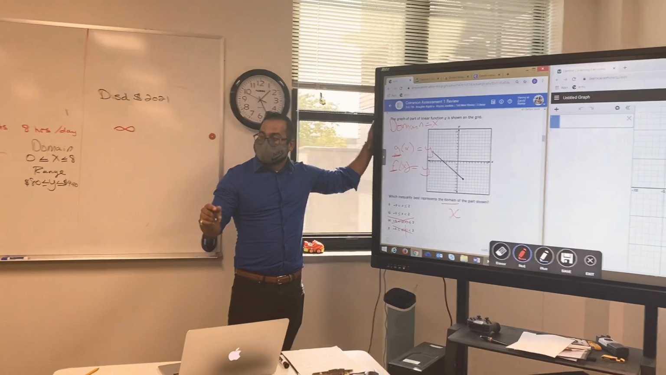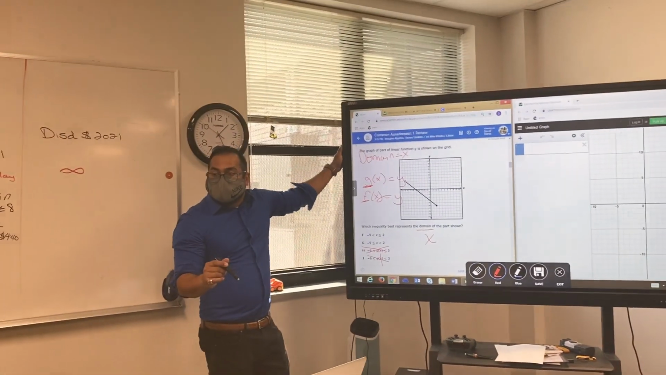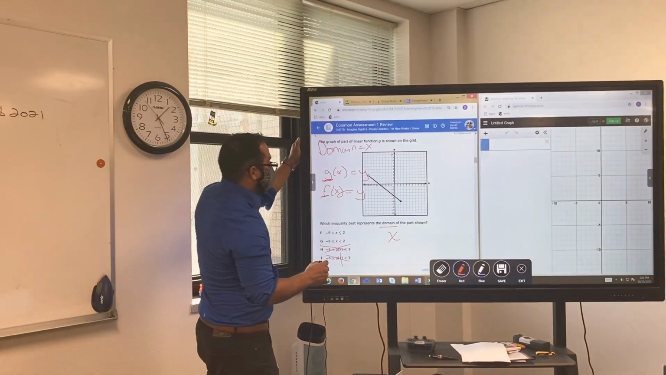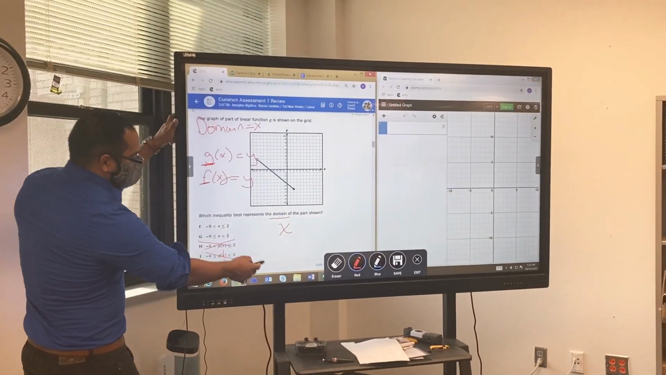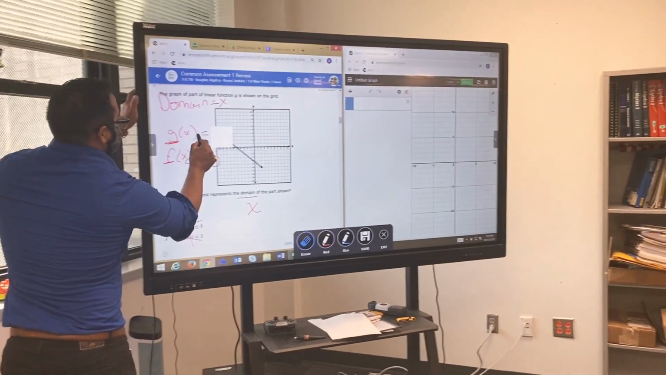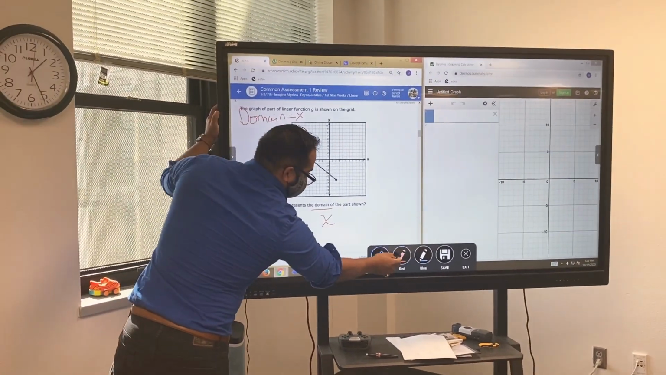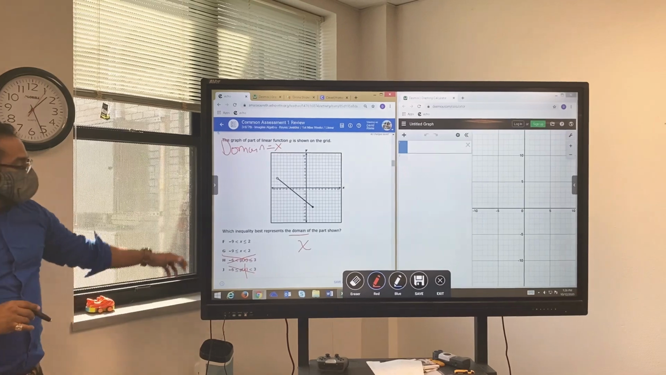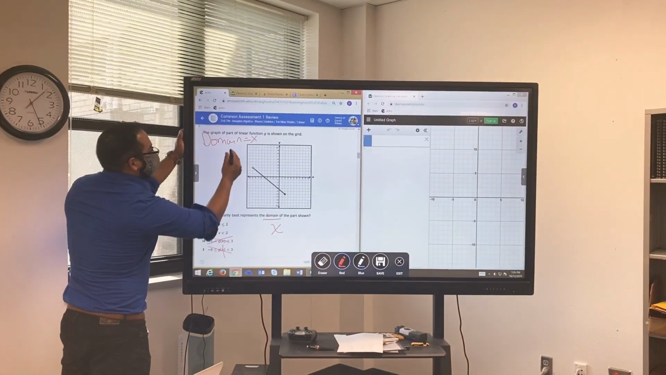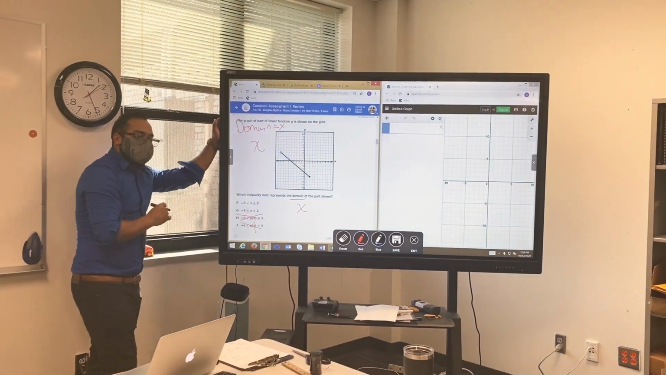Okay, so we are looking once again at domain. So I'm going to take a look now at my actual graph. I have already used my testing strategies. I know which two it cannot be. So I need to find my x's. Domain is x. I write it first.